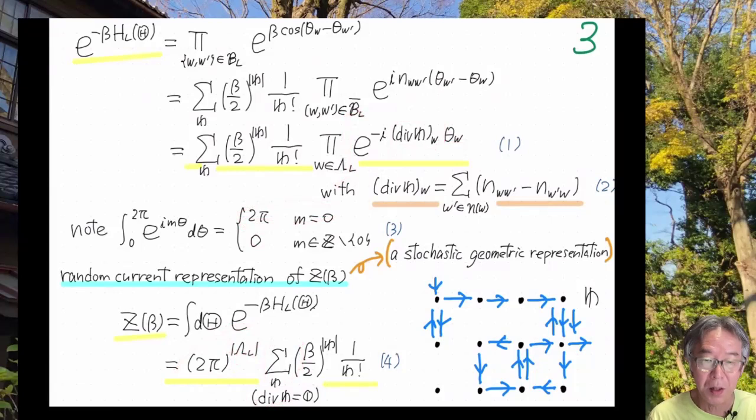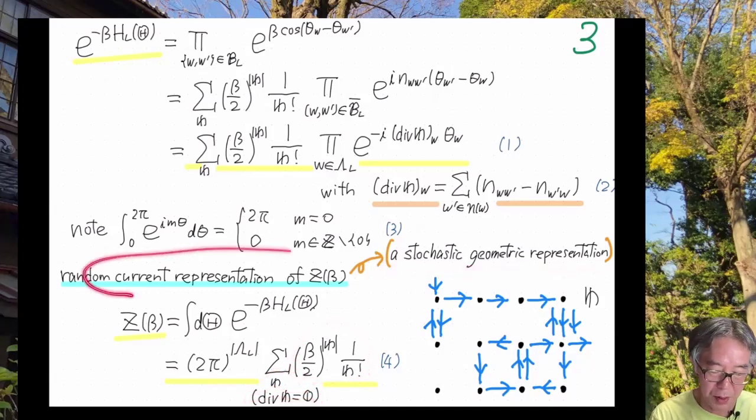divergence free. This means that this is 0 for all w. That's why I have both face 0. So I restrict the sum to the current configurations which are divergence free, and sum over this combinatorial factor. So this is an interesting stochastic geometric representation in terms of random currents.